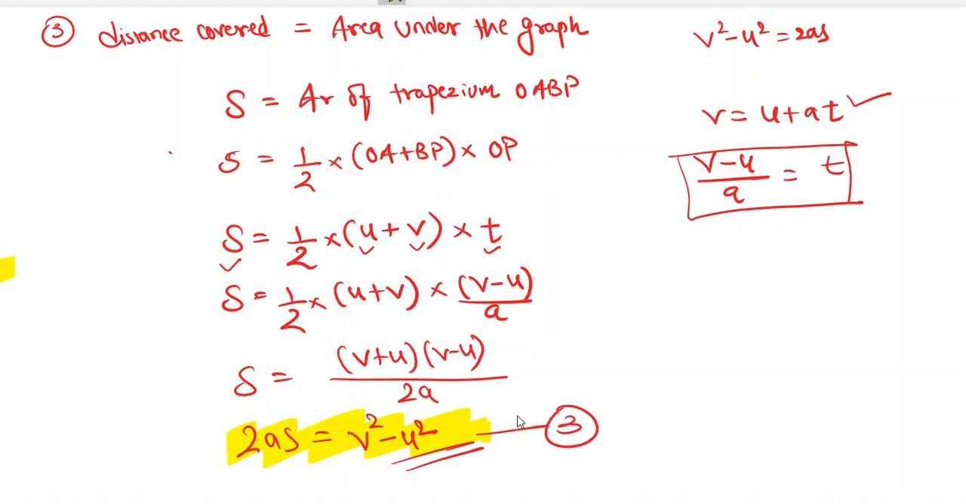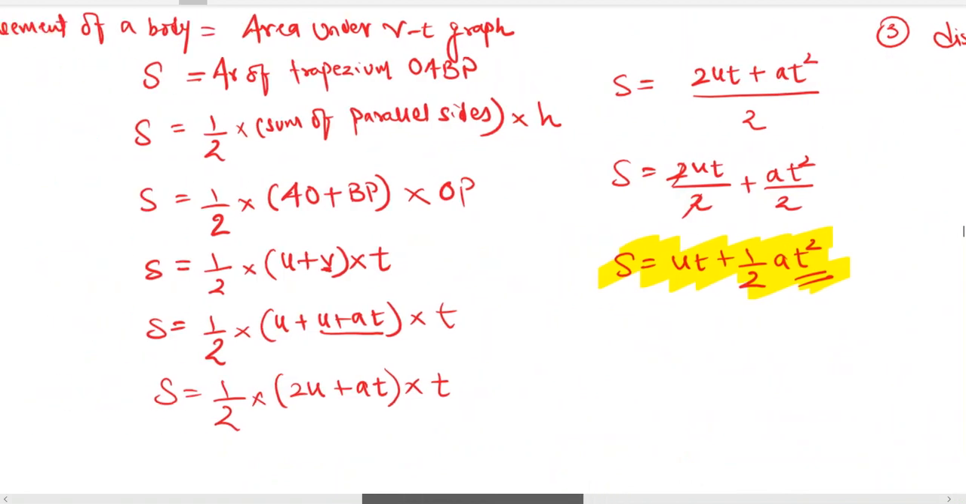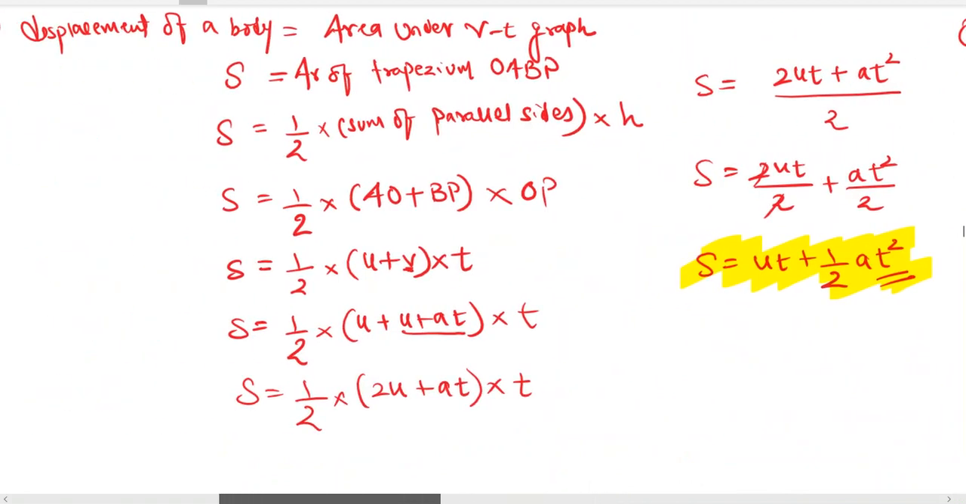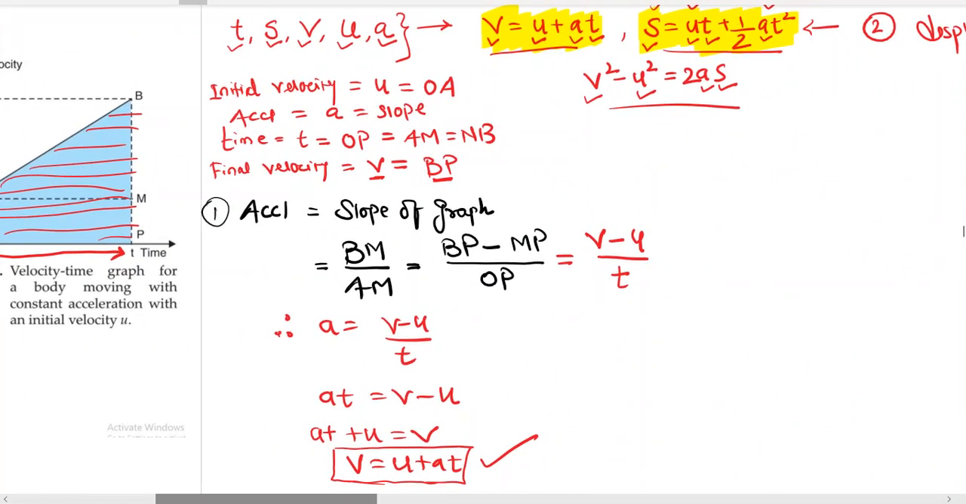I simply applied the algebraic identity of A plus B, A minus B in the numerator, and in the denominator 2 into A shifted to the left hand side, multiplied with S. 2AS is equal to V square minus U square. That's it. The third equation of motion is derived. So that's the third equation of motion. This is the second equation of motion. And here is your first equation of motion.